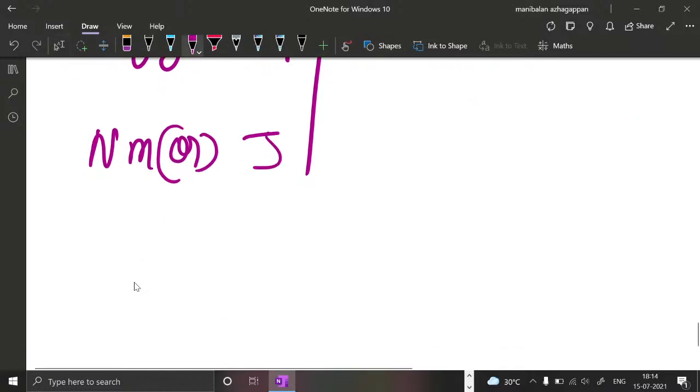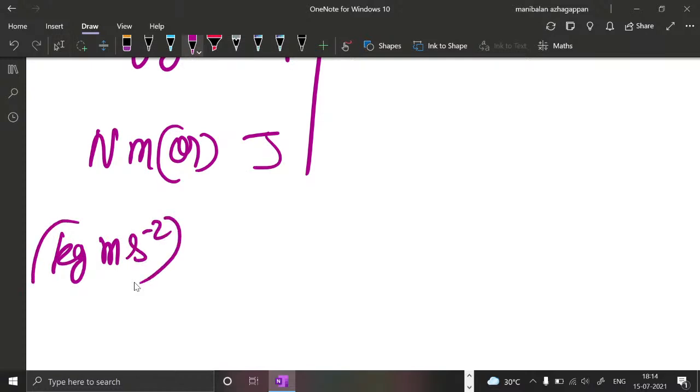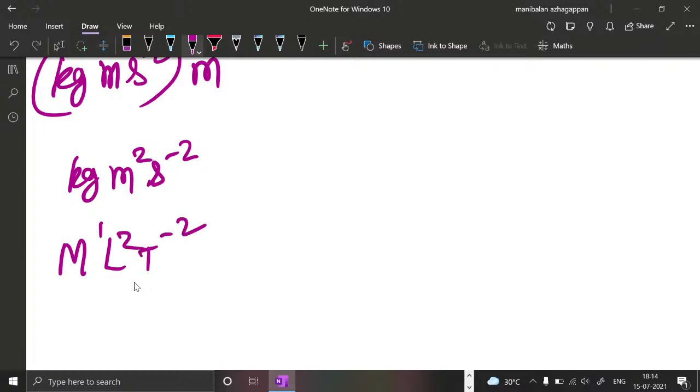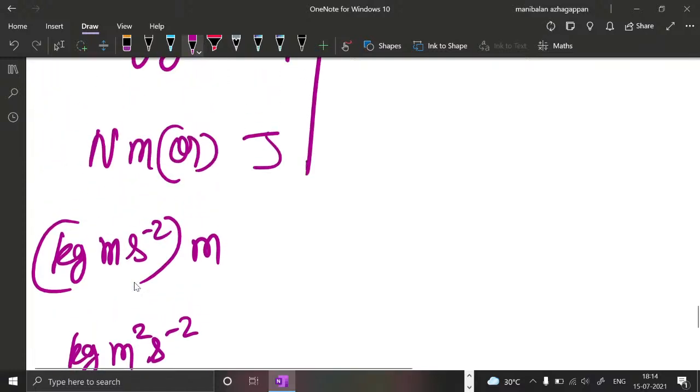Okay, so we can write it as kg meter second minus 2 into meter. Okay, like this we can write meter square. So kg meter square second minus 2, dimensional formula M power 1 L power 2 T power minus 2. Like this you can write the dimensional formula.